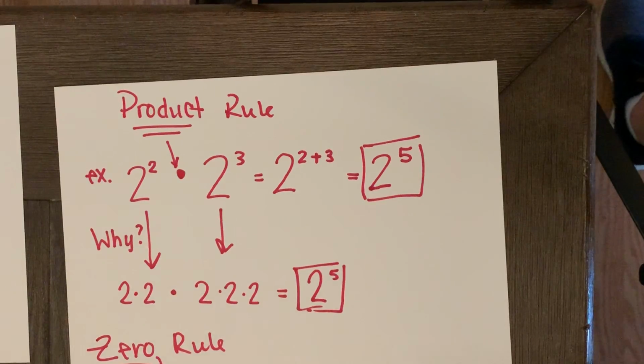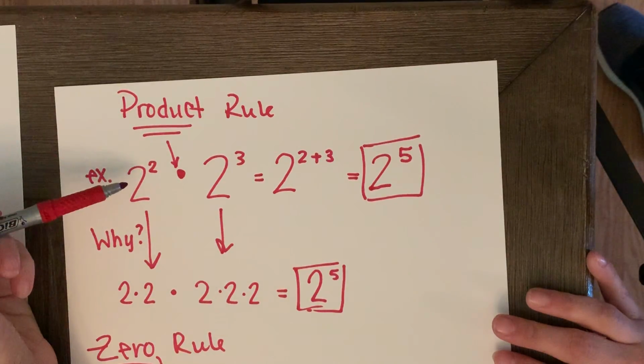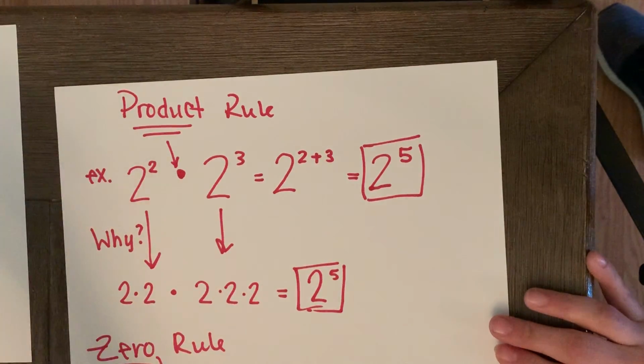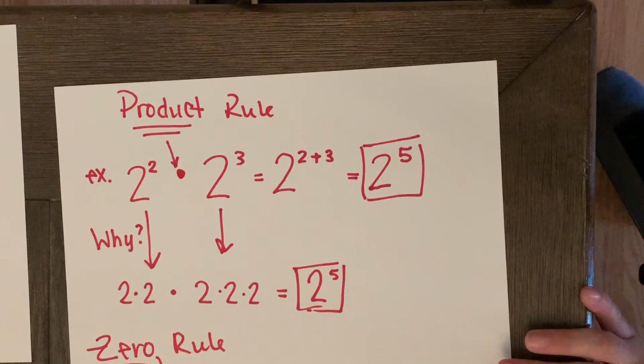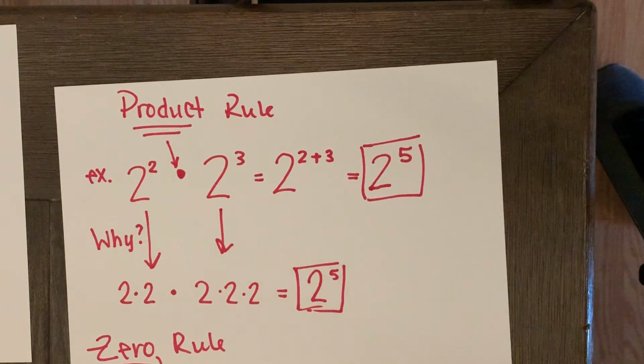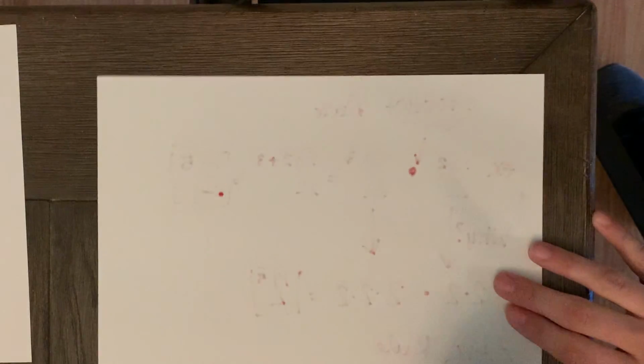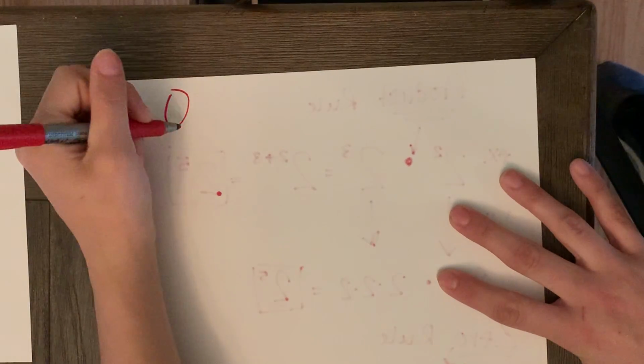Okay, so to recap, the product rule, you have to make sure the bases are the same. Keep the base, add the exponents when it's being multiplied. The zero rule, anything to the 0 power is 1. Okay, so our last rule I'm going to go over is the quotient rule.